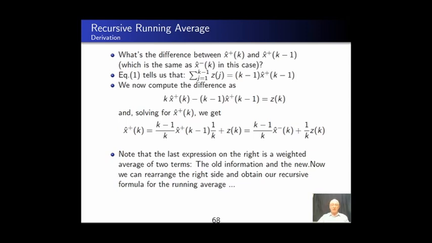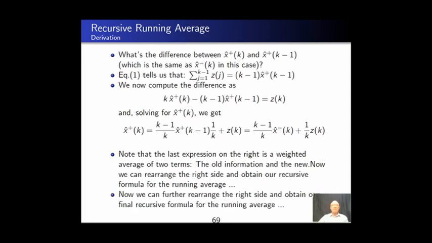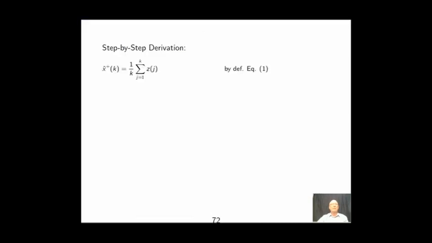Now we can further rearrange the right side and obtain our final recursive formula for the running average. And here we go, step by step. We start with our definition. We split out the first k minus 1 terms, as we mentioned before.